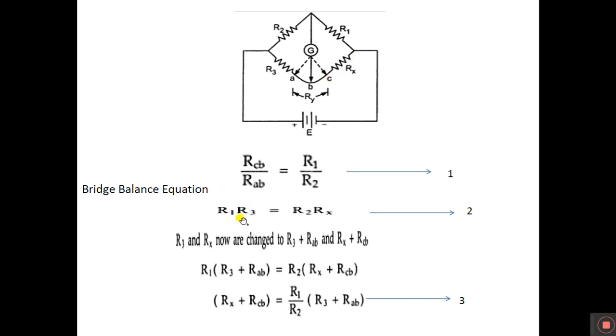So in expression 2, I replace R3 with R3 plus RAB, and instead of Rx, I write Rx plus RCB. Right? From this, I can write (Rx plus RCB) equals R1 by R2 times (R3 plus RAB). Just take it as equation 3.